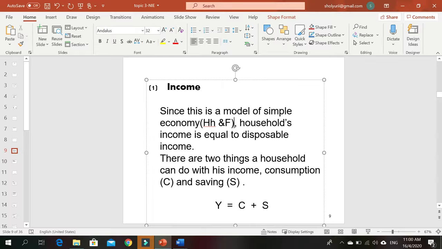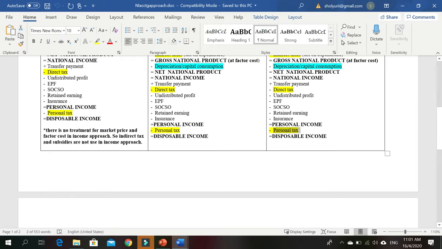So, bila kita ada household dengan firm, dia tak ada government. So, when we don't have government, we don't need to pay tax. That's why dia bagi tahu, kalau simple economy, household income adalah equals to disposable income. Sebab kita tak perlu minus tax. So, kat sini, kalau ikut formula ni, tax ni dia kosong. So, PI is basically equals to DI. Hopefully, you faham apa yang saya cuba masukkan kat sini.